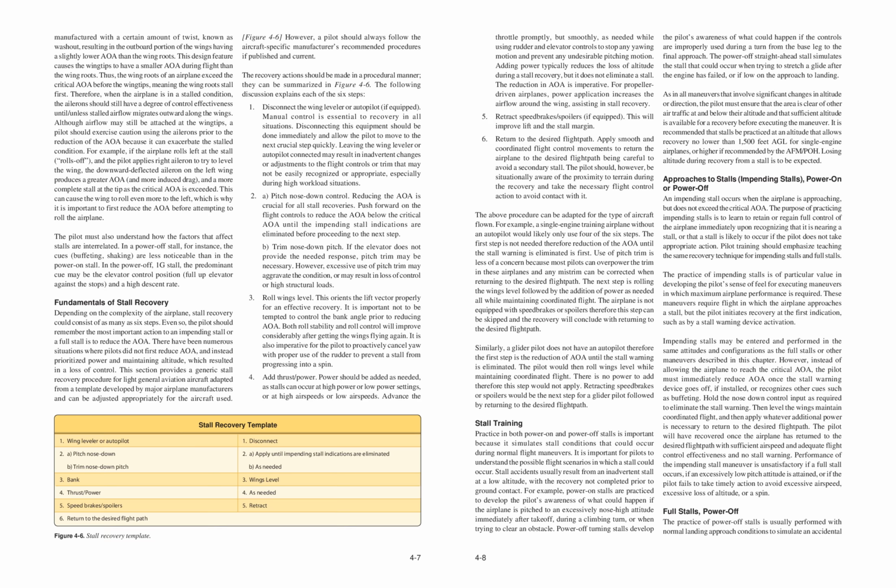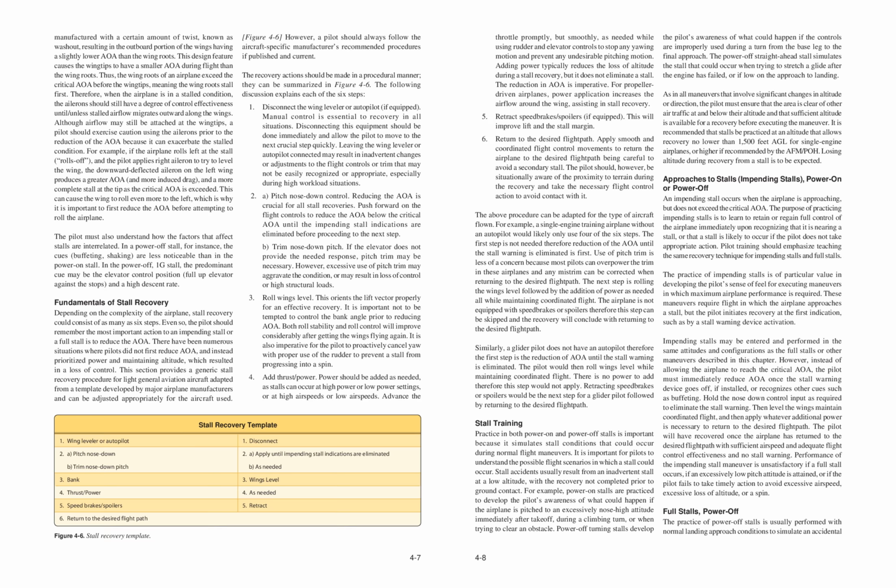For example, power on stalls are practiced to develop the pilot's awareness of what could happen if the airplane is pitched to an excessively nose-high attitude immediately after takeoff, during a climbing turn, or when trying to clear an obstacle. Power off turning stalls develop the pilot's awareness of what could happen if the controls are improperly used during a turn from the base leg to the final approach. The power off straight ahead stall simulates the stall that could occur when trying to stretch a glide after the engine has failed, or if low on the approach to landing.